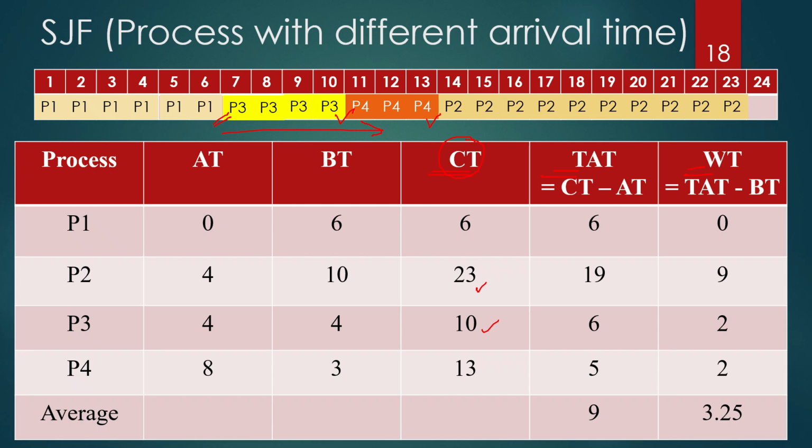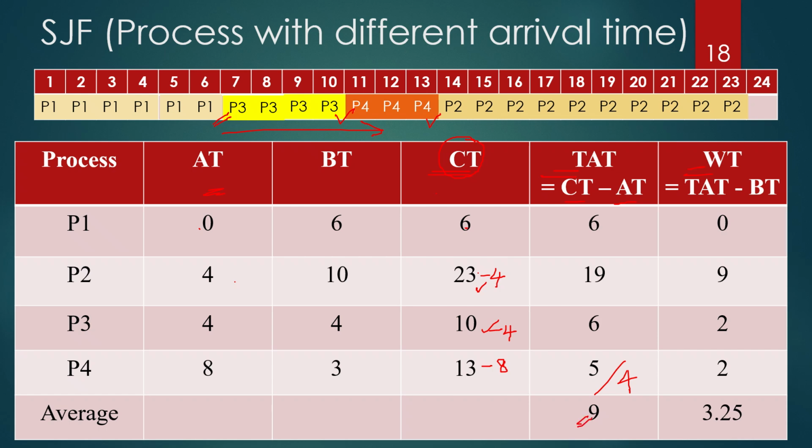Now I am going to calculate the turnaround time using the formula: completion time minus the arrival time. So here is the completion time and the arrival time is here. So 6 minus 0 is 6. 23 minus 4, the arrival time is 4, it is 19. And 10 minus 4 is 6. And 13 minus 8 is 5. So we have calculated the turnaround time. Now add everything and divide by 4, as we have 4 processes here. So the average turnaround time for this one is 9 units of time.